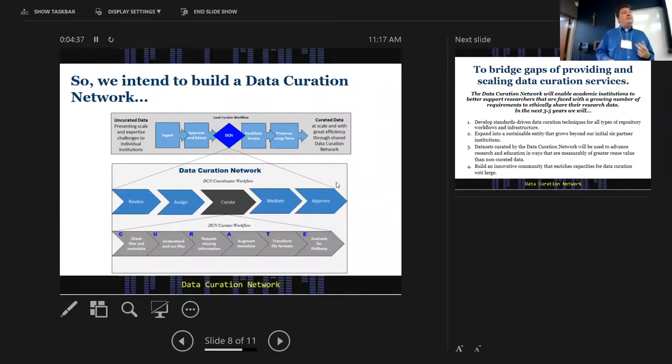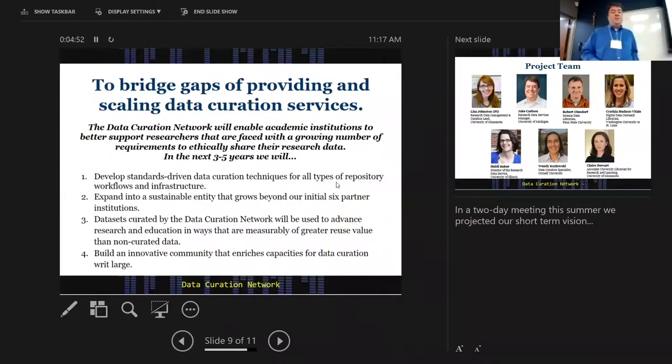Whereas if I have a data set that I can't curate for whatever reason, can I give it to the University of Minnesota to curate on my behalf? And similarly, if they have a data set that they need curated that we have expertise and time for, can they give that to us to curate as well? So really what we're trying to do is bridge the gaps of providing and scaling data curation services.